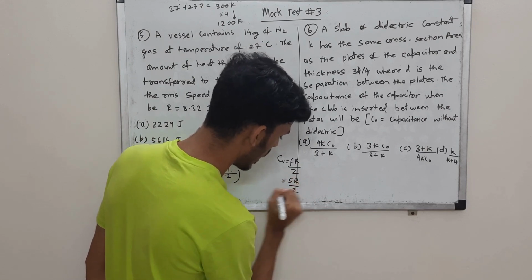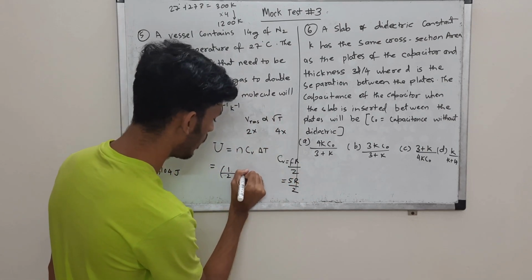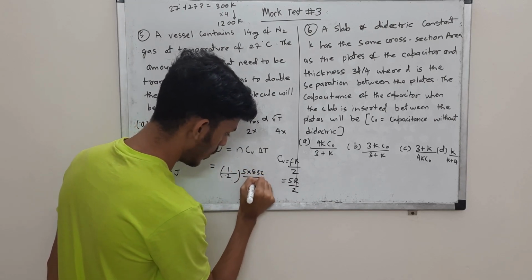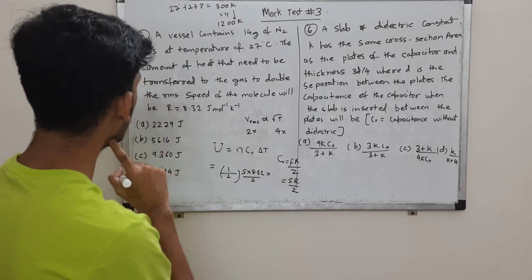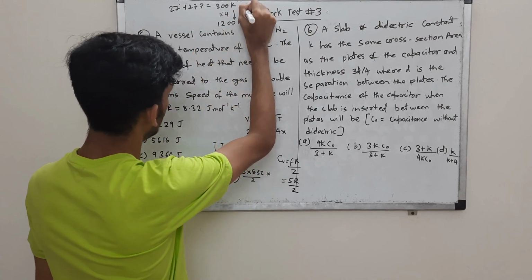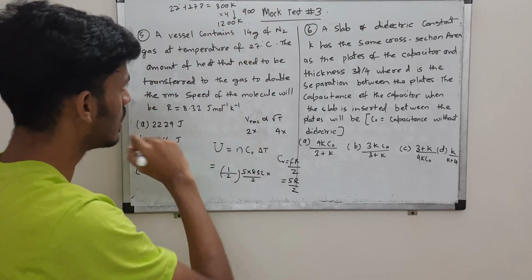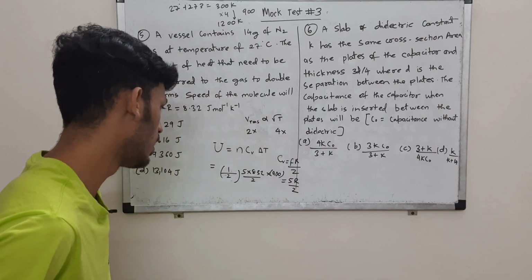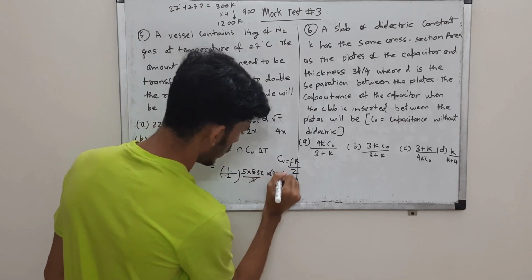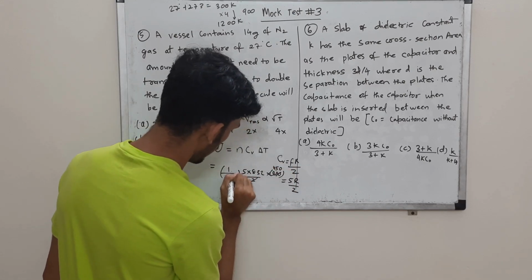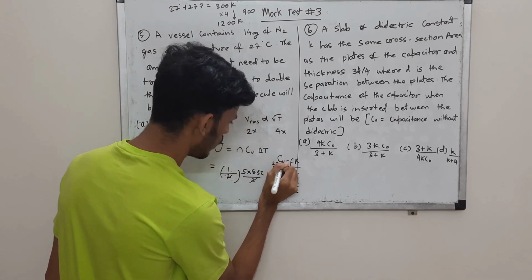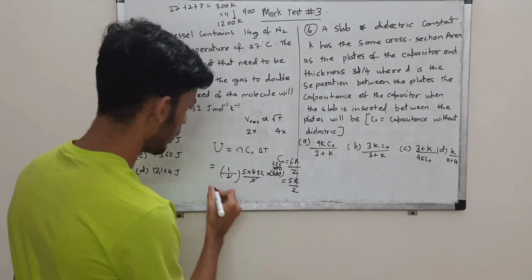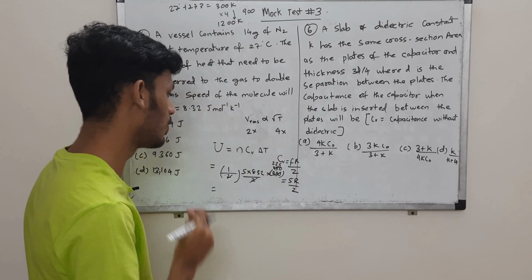R we keep as it is, divided by 2, so 5R by 2, where R is 8.32, and by 2. And into delta T, we know the change in temperature is 900. So actually we can divide this. Here we'll have 450, and what is the half of that? I think it is 225. 400 half is 200, and 50 half is 25. So 225, and again 225 into 5.